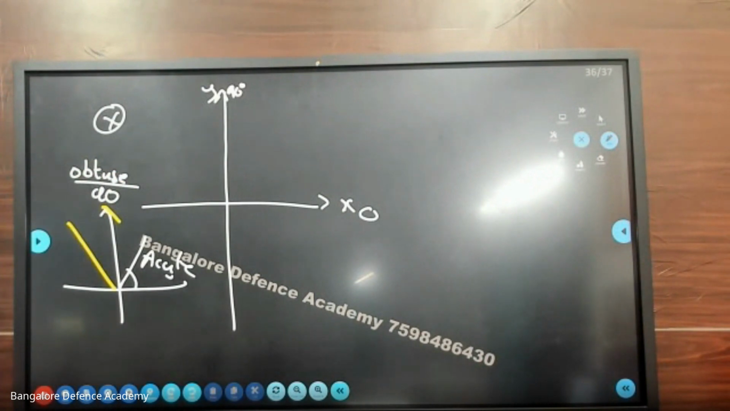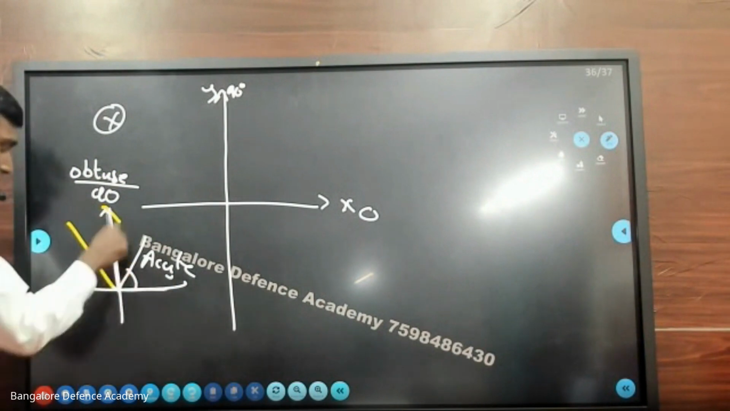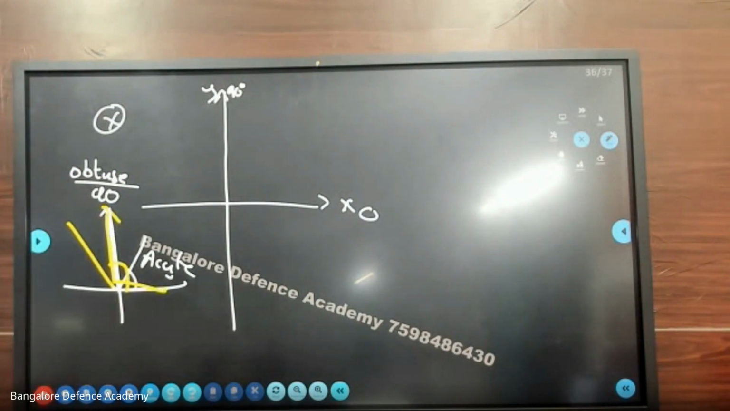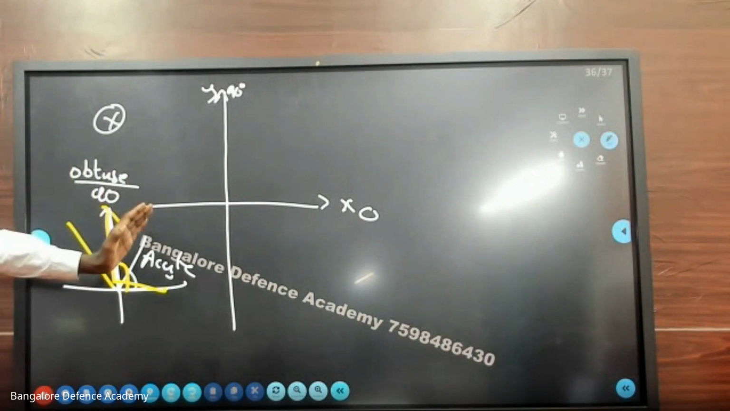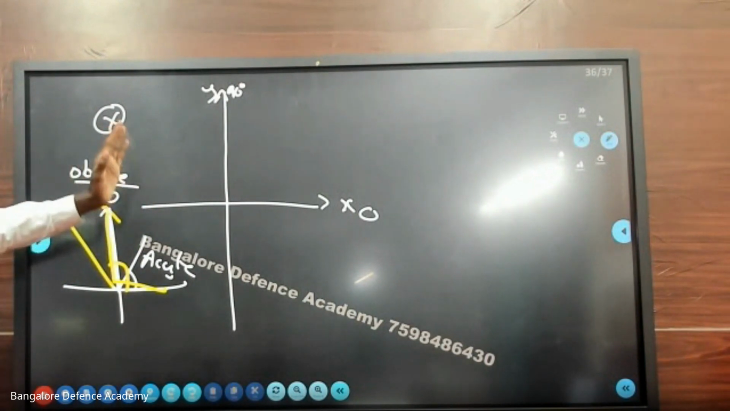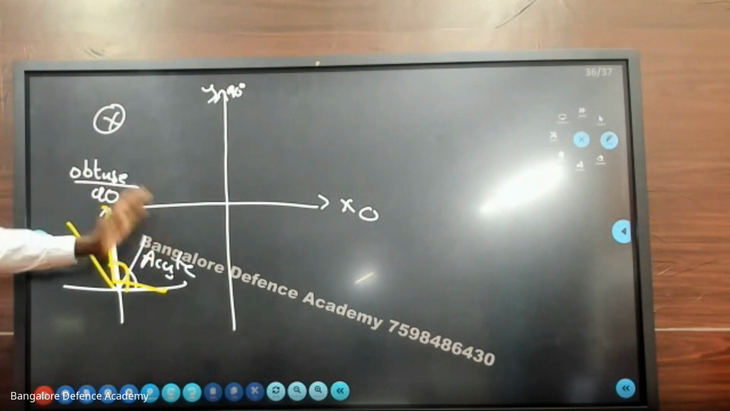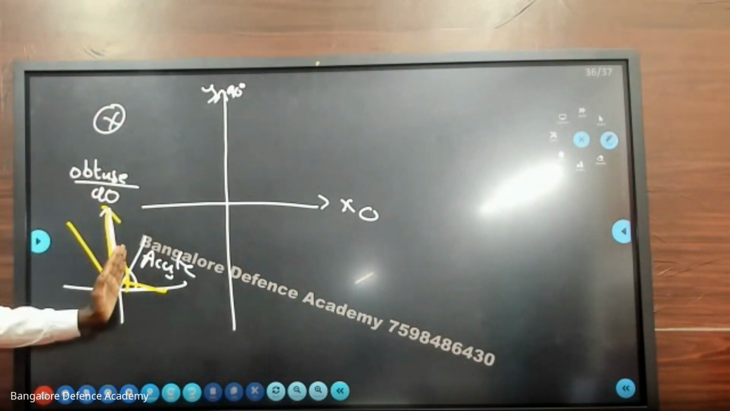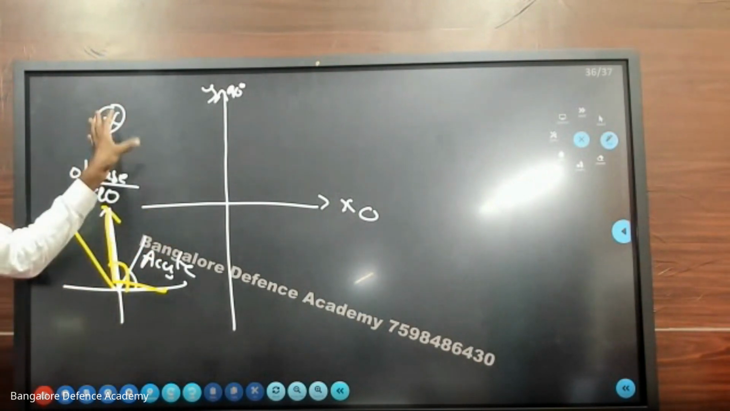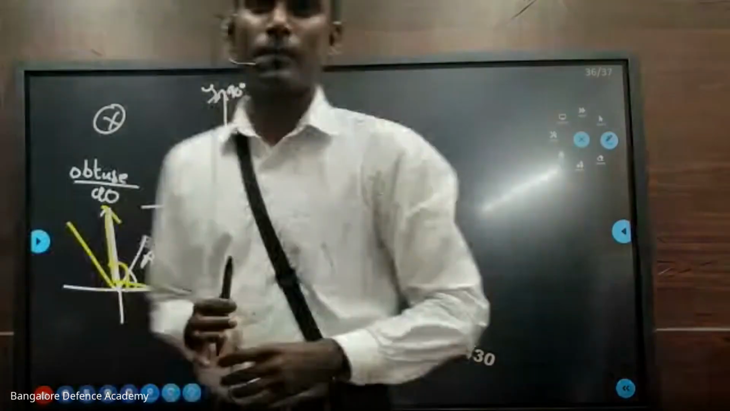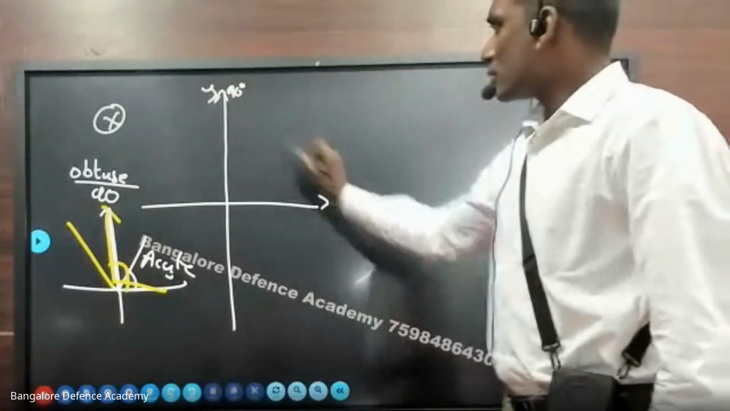Obtuse means obese, heavy, big in size. Next, if they are exactly like this, this is called 90 degrees. 3 angles: acute angle, obtuse angle, right angle. How many angles? What are those? Acute angle, obtuse angle, and right angle. You understand? In 10th standard, the syllabus is only acute angle. How much? That means 0 to 90.